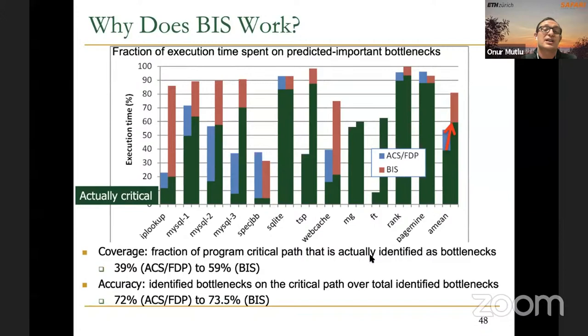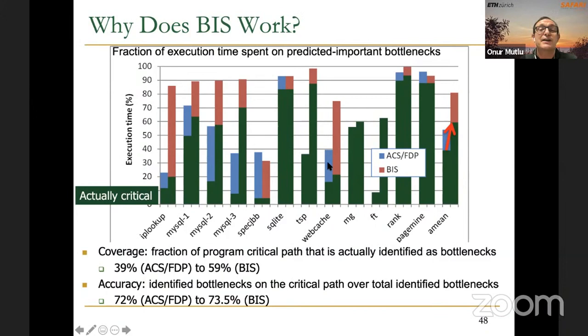Accuracy. If you improve the accuracy, then you don't waste the large core on unimportant stuff, right? Basically, this part in BIS is wasted on unimportant stuff that is not on the critical path. Ideally, you ship only the critical path to the large core. And this graph is also important because if you can identify the bottlenecks accurately with high coverage, you can use other acceleration mechanisms, right?